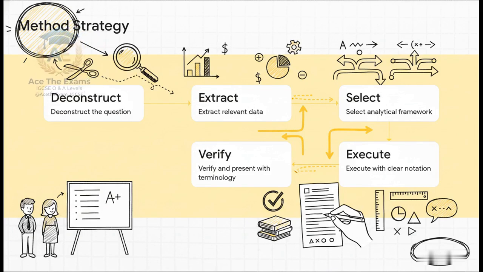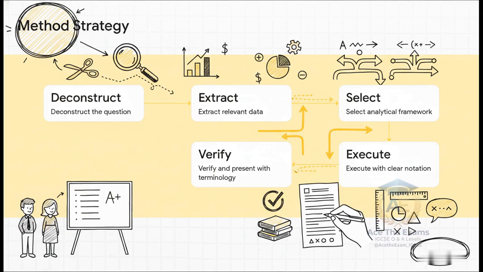Step 2. Extract relevant data. Pull the specific numbers or scenario details right out of the stimulus material. Step 3. Select your analytical framework. Are we comparing profitability, risk, control? Decide before you write. Step 4. Execute with clear notation. Build the argument logically. And Step 5. Verify and present. Read it back to ensure you actually answer the specific prompt using the correct terminology.